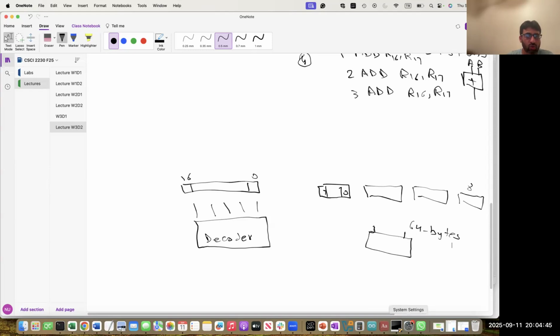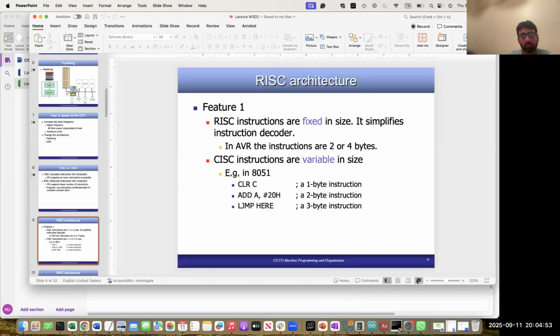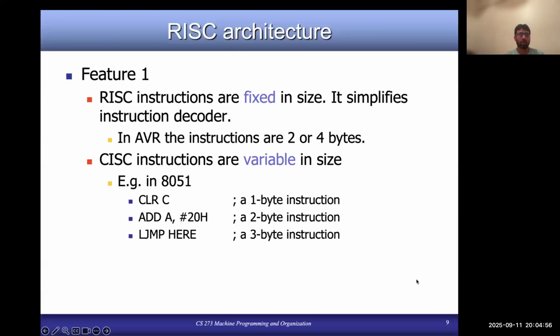Because when you have variation in your design, you need to take care of all the different possibilities. So what about CISC? In CISC, instructions are variable in size. For example, the 8051, which is a microcontroller not based on RISC design but on CISC, has the instruction CLR C, which is 1 byte in size. The ADD instruction is 2 bytes in size, and long jump is 3 bytes in size.